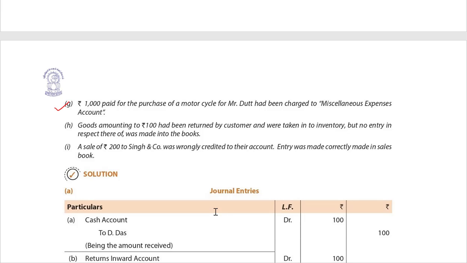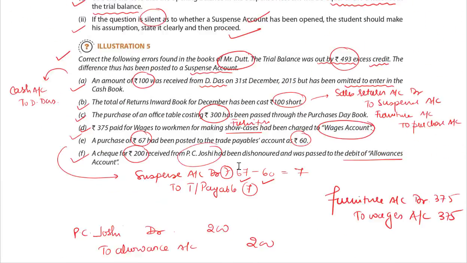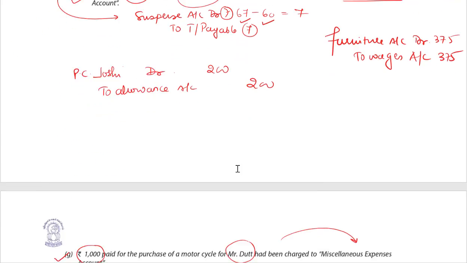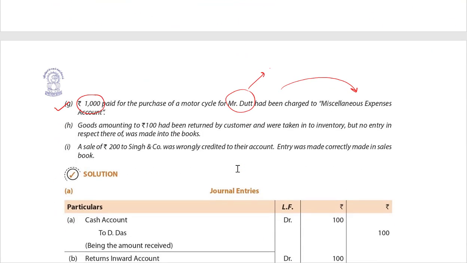Let's see the G point. See the G point now. 1,000 paid for the purchase of a motorcycle for Mr. Dutt has been charged to miscellaneous expenses account. Over here, as you can see, dear students, this question relates to Mr. Dutt. So Mr. Dutt is the owner. He is the owner of the business. He is using 1,000 rupees for personal expenses.